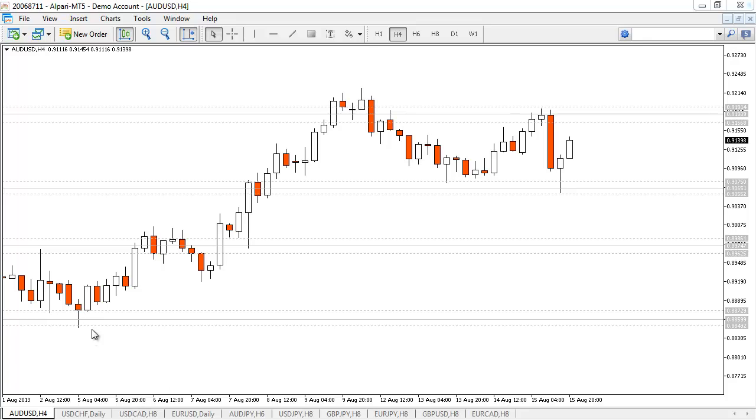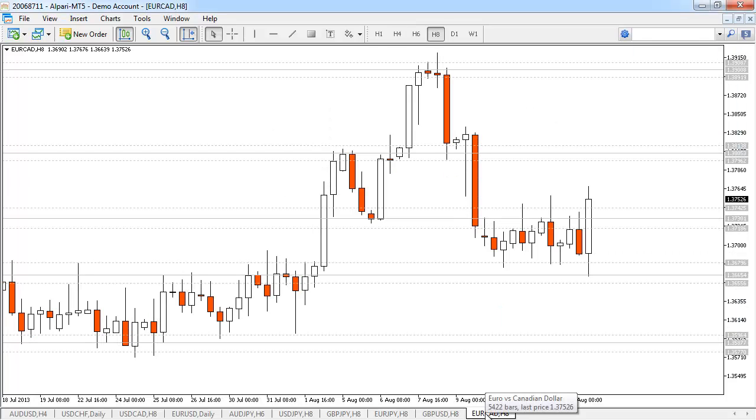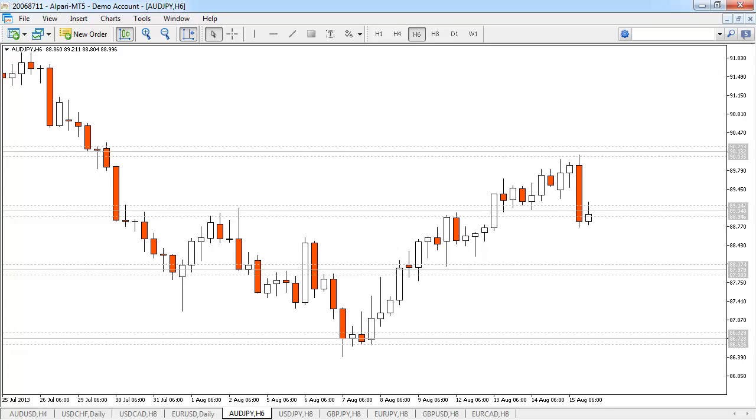Which pairs do I trade most often? I tend to find myself trading Euro USD, GBP USD, AUD USD, and USD CAD most often. GBP JPY, Euro JPY, I trade a little bit sometimes, but also some of the odd pairs like Euro CAD. Euro CAD tends to be quite a nice pair. GBP CAD, AUD JPY too. This is a bit more common than Euro CAD. But most of these are kind of odd pairs down here.